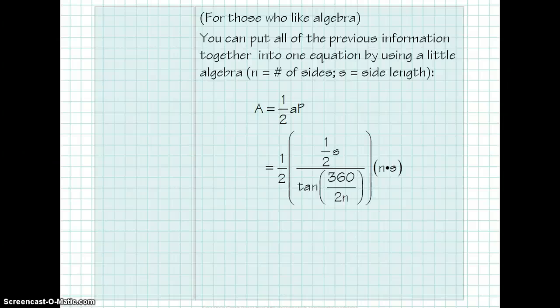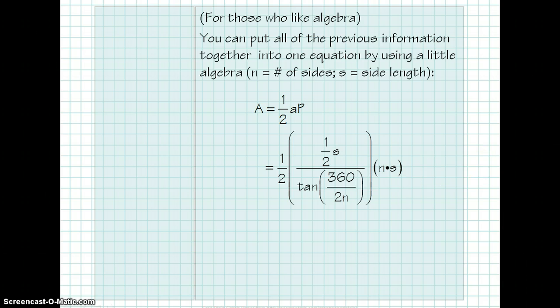Here's what I did with it. My apothem is going to be 1/2 the side divided by the tangent of 1/2 of my central angle right here. Because remember, if I use the central angle, the calculation is a lot easier to do just given the number of sides. We don't have to go with the 180 minus 2, or n minus 2 times 180, all that sort of stuff. And then finally, multiplying it by n times s.